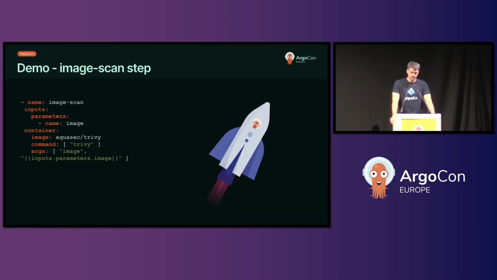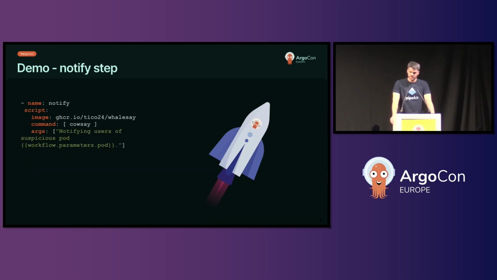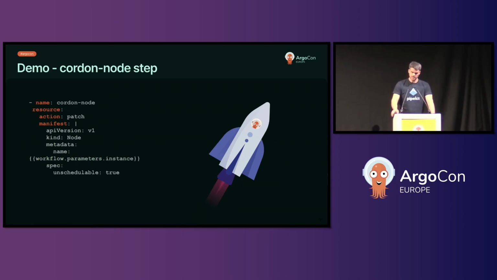Then I'm using Trivy to scan the container image for some possible security issues. Maybe something slipped there. And then I'm notifying users about this possible crypto miner. So this user will get all the data that we previously saved on S3. And at the end, I'm cordoning the nodes, just in case something is wrong on the node.